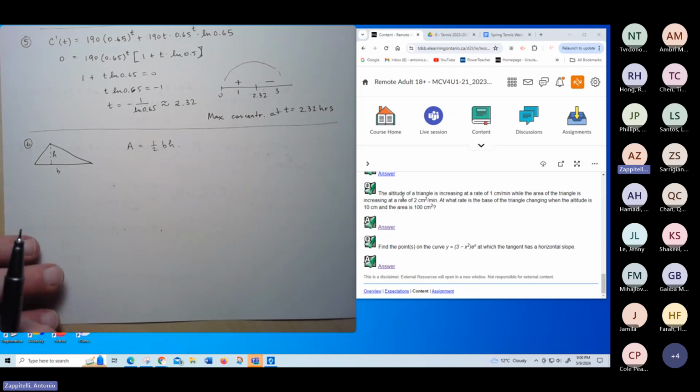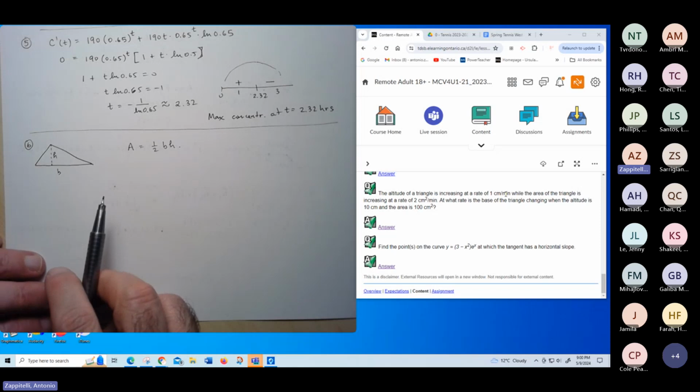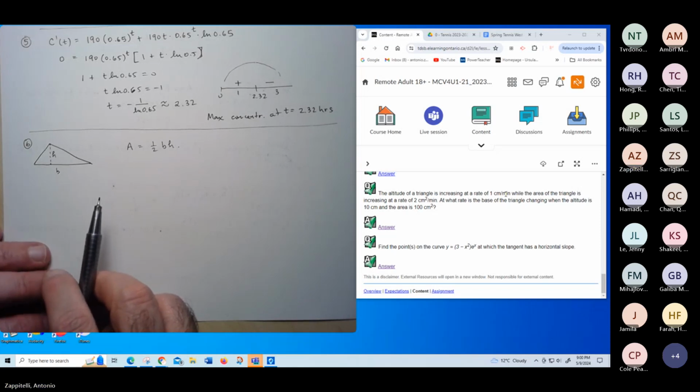Now, the thing that's important to notice here is look at what you're finding the rate of change with respect to. You're finding the rate of change with respect to time. So obviously to find rate of change, I'm going to use the derivative, but I have to make sure that I'm using the derivative with respect to time.